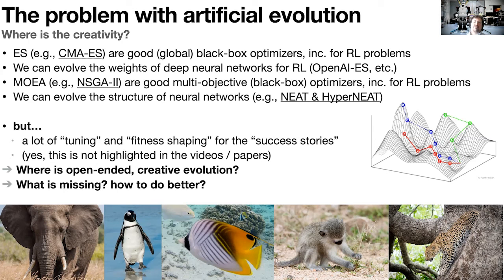it's not that rosy and good. It's not really written in the paper. Our papers are always very positive. But behind all these success stories, there is actually a lot of tuning, fitness shaping, and some kind of disappointment, because evolution in nature is so much more powerful than finding the weights of a small neural network to solve Atari games.